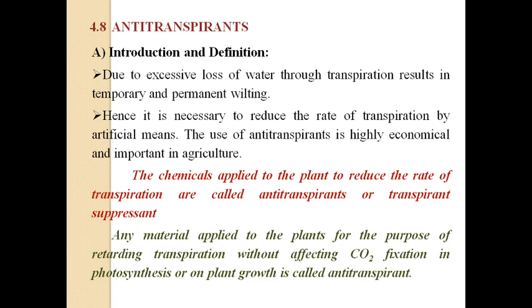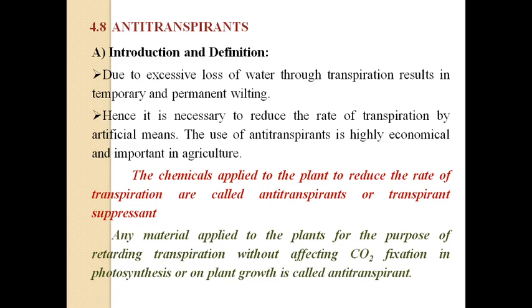So students, the next part is the antitranspirant. First, I'm focusing here on the introduction and definition. Due to the excessive loss of water through transpiration, temporary and permanent wilting occurs within the plant body. So hence it is necessary to reduce the rate of transpiration by artificial means. The use of antitranspirant is highly economic and important in agriculture. So students, what is antitranspirant?